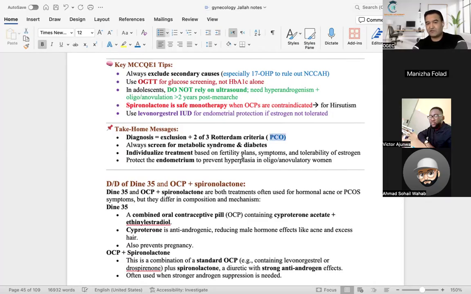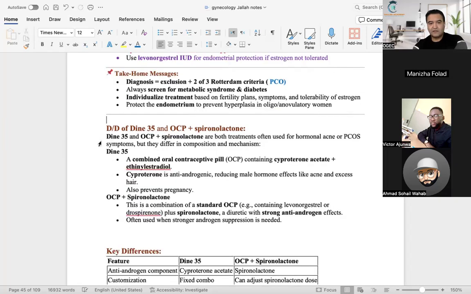Individualize the treatment based on the fertility plans, symptoms, tolerability of the estrogen, and protect the endometrium to prevent hyperplasia in the oligo-ovulatory patient. Why? Because PCO predisposes the patient to what? Endometrial hyperplasia and endometrial carcinoma or cancer. So Diane-35 and OCP plus spironolactone, they are both treatments.